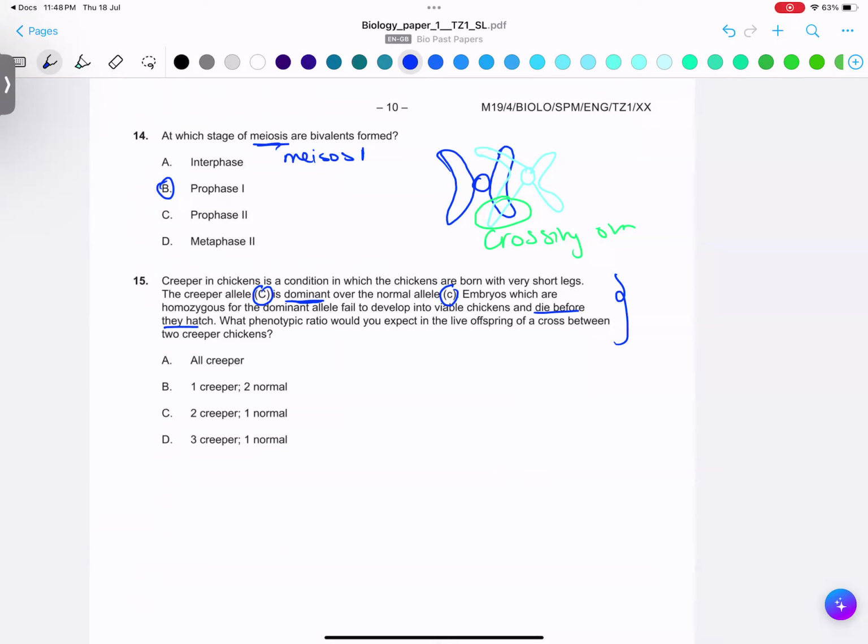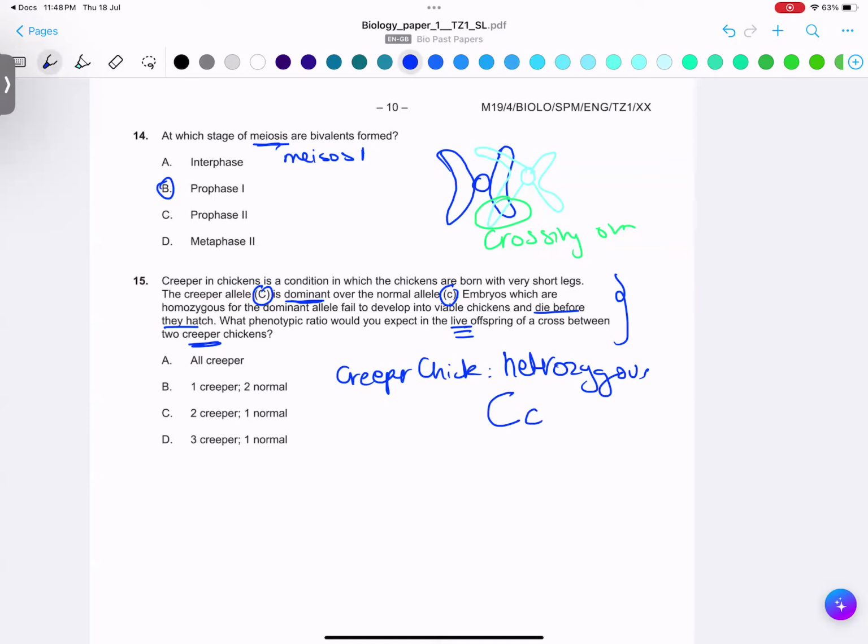What phenotypic ratio would you expect in the live offspring of a cross between two creeper chickens? Exactly. So two creeper chickens. Creeper chickens are basically when they are heterozygous, right? Okay, so this is actually not a straightforward question. So creeper chicken, what is it? It's when they are heterozygous, sorry for the confusion, guys. It means they have one dominant allele, which is the creeper allele, and one recessive allele, which is the normal allele.